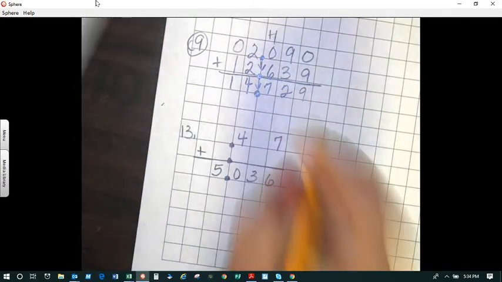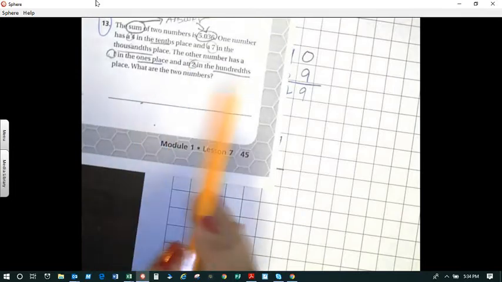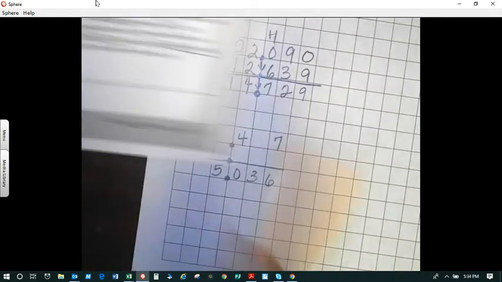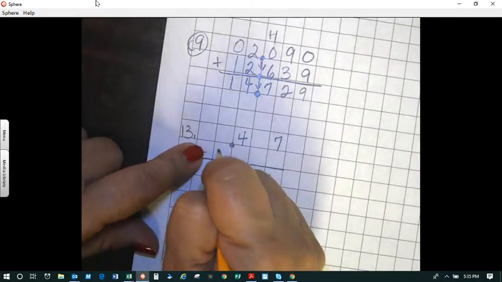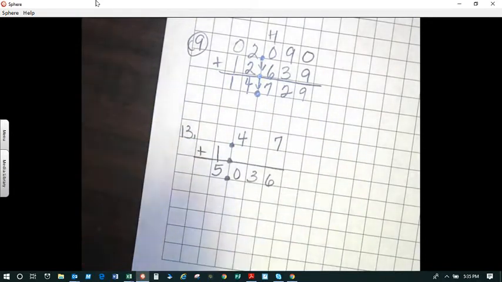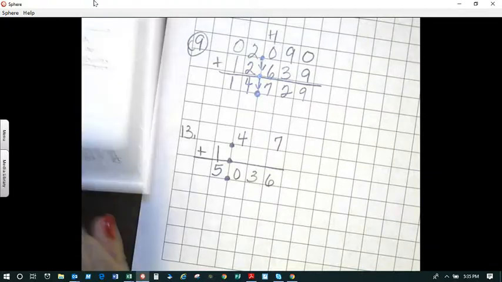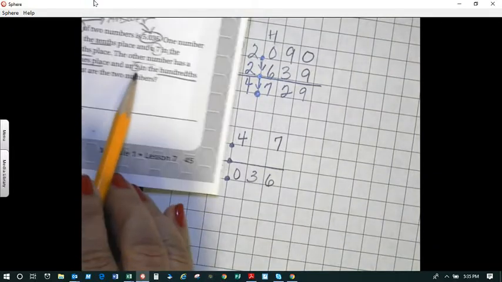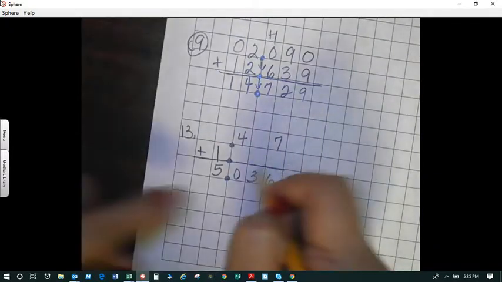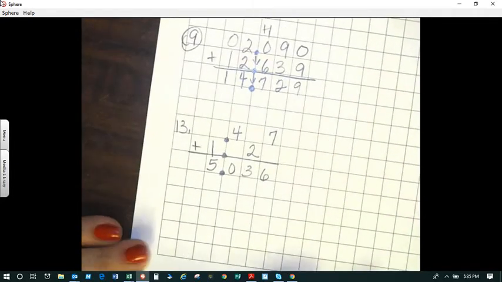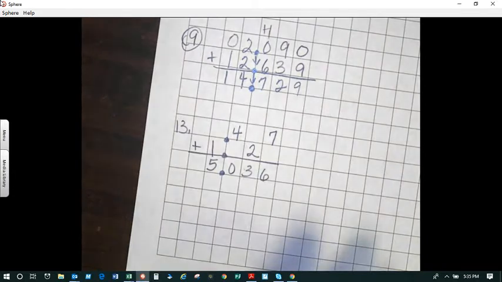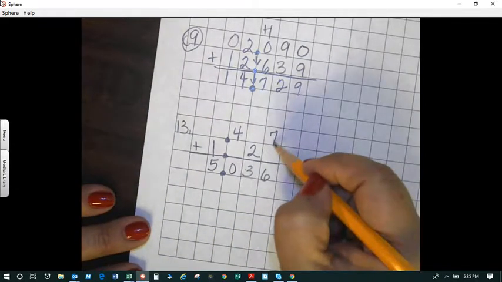Then it says the other number has 1 in the ones place. So I'm going to come to this other mysterious number, and I'm going to put 1 in the ones place. Then it says there is a 2 right here, 2 in the hundredths place. So I'm going to the hundredths place and place a 2. Now I need to find out, what are my numbers? Well, this is the way I do it.